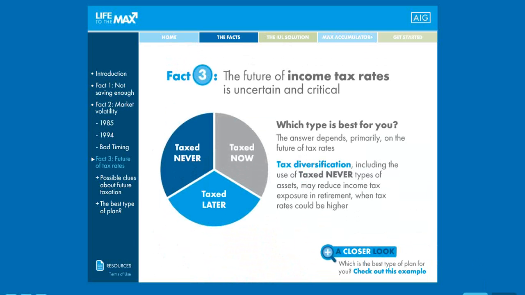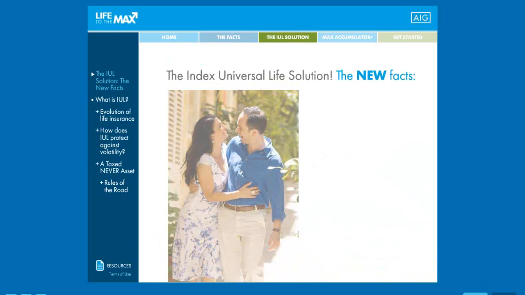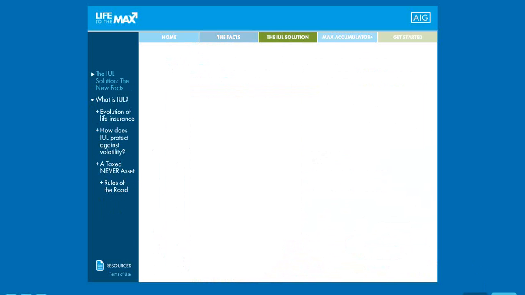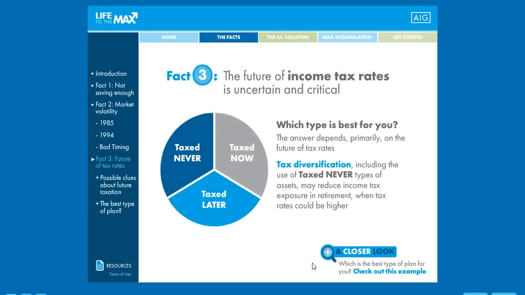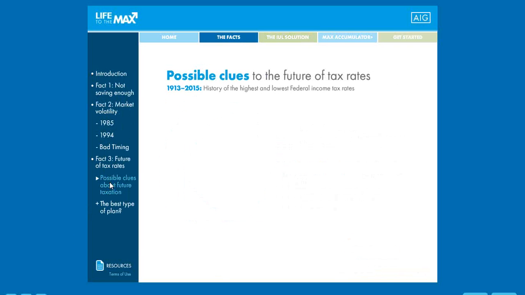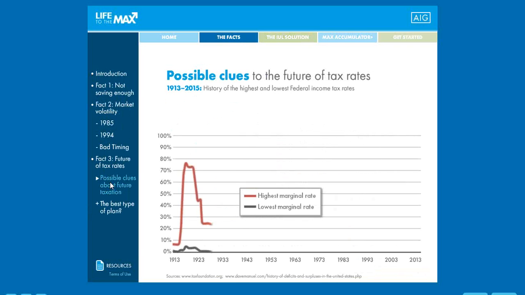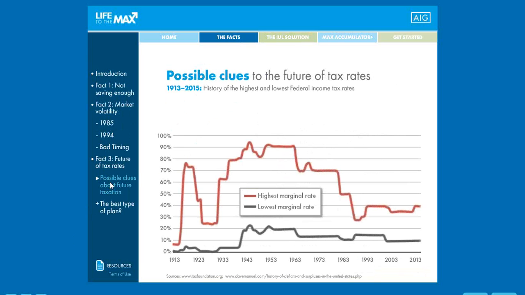Hopefully this will take us to the right place. We're going to look at some possible clues about future taxation. And I did not hit the right button, so we're going to go back. We're going to go back again. Here we go. This is one of those closer look sort of aside tracks that you can take a client down if you need to.